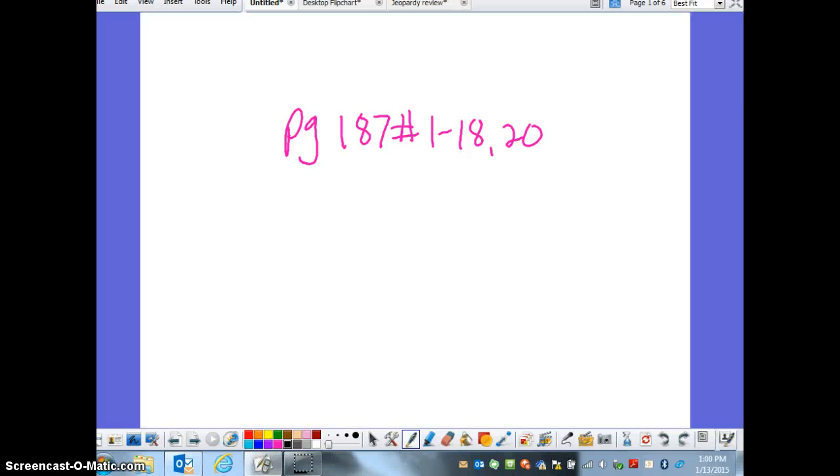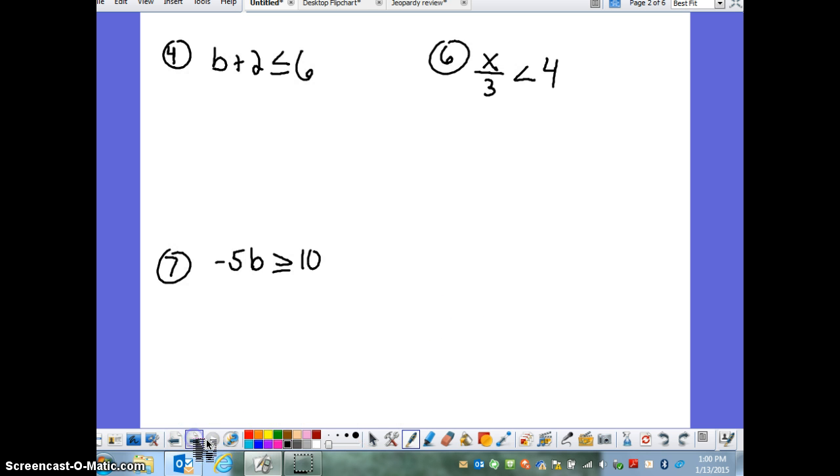This is the Unit 8 review for Intro to Algebra 1. I'm going to go over certain problems from the homework, which was page 187, numbers 1 through 18 and 20. All right, so these are the selected problems I have from those pages that I'm going to do.